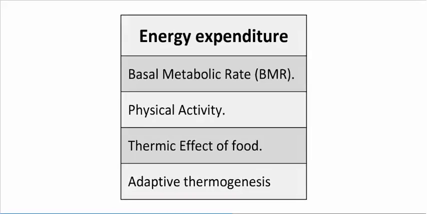Calories out. There are 4 main means of energy expenditure: basal metabolic rate, physical activity, thermic effect of food, and adaptive thermogenesis.